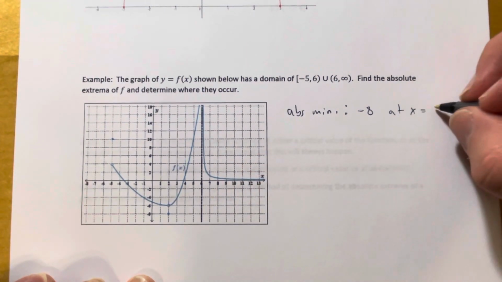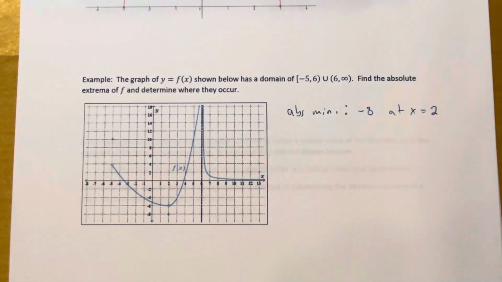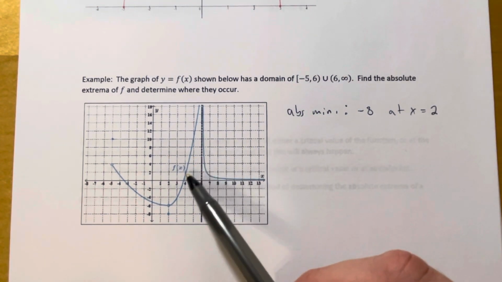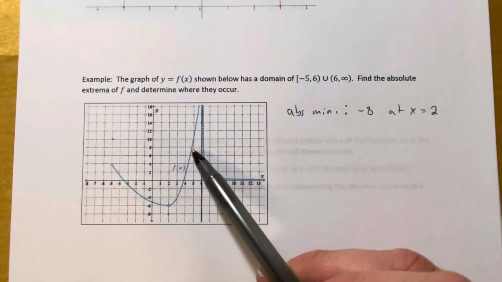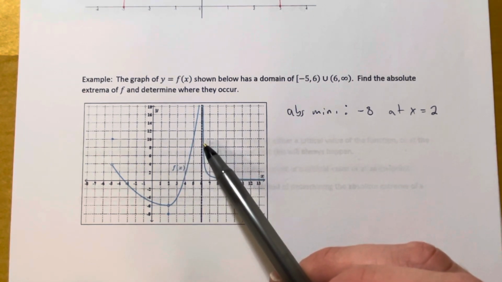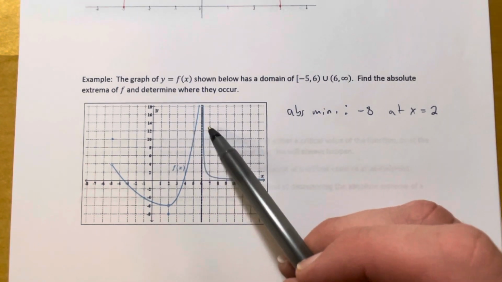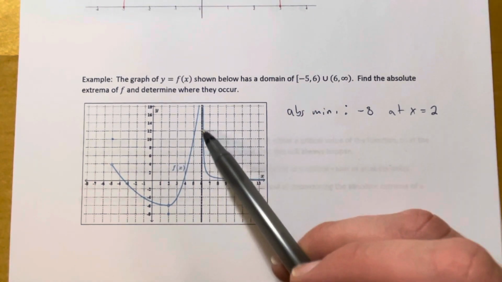That's where I see that happening. Okay? What about an absolute maximum? Well, in this case, this graph has no absolute maximum because of this vertical asymptote here. I can see that as I approach from the left or from the right, to this vertical asymptote, so we're in x is equal to 6, both branches of my graph are going off to infinity.